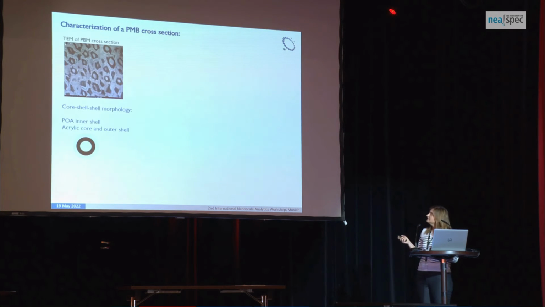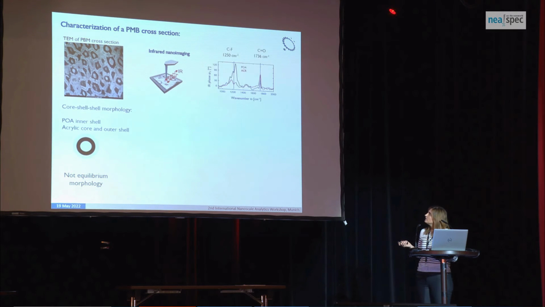Analyzing in more detail the morphology shown here, we see again, more clearly now, that there is a core-shell morphology with a POA inner shell and an acrylic-rich core and outer shell. But again, we were surprised because we did not achieve an equilibrium morphology. So now we analyze this by infrared nanoimaging.